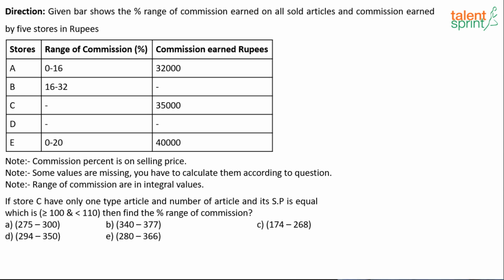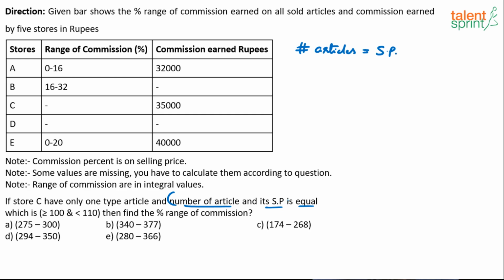Okay, let's take it up now. See, how do we go about it? He says store C has only one type of article, and the number of articles and its selling price are equal. So basically the number of articles itself is equal to the selling price of each article. And he says this, which here refers to the selling price, or these numbers basically.